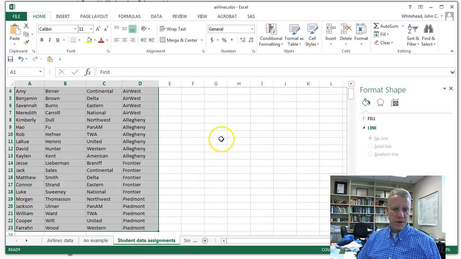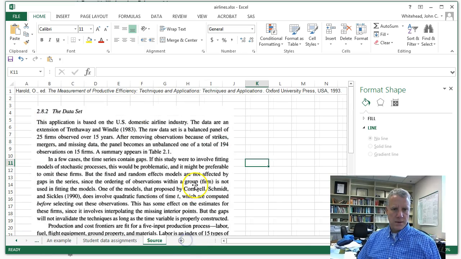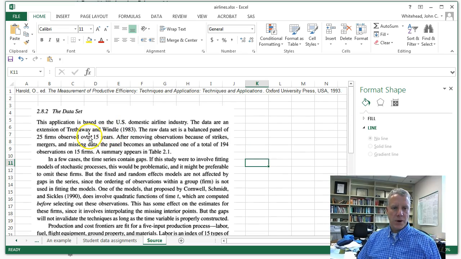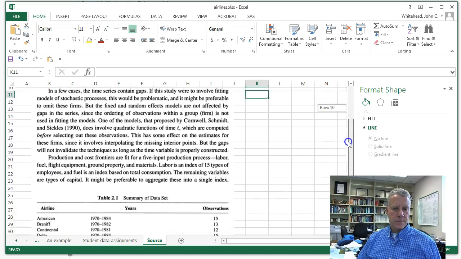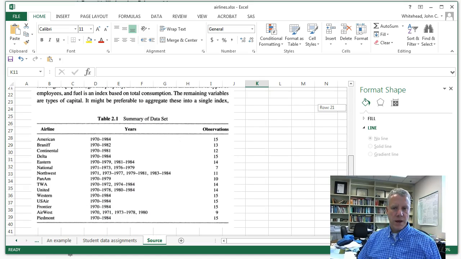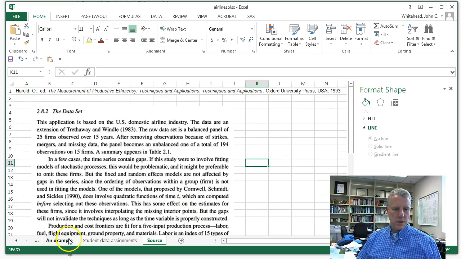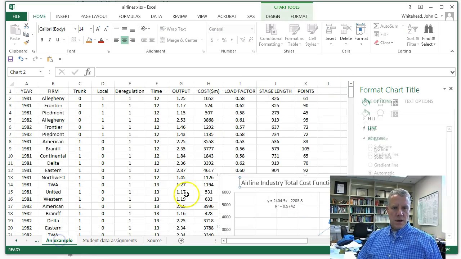There's the spreadsheet for the data assignments again. Here's a quick explanation of the data set, which they borrowed from Caves, Trethewey, and Wendell, or at least 2 of the authors. There's a summary of the data set in the years. This is a screenshot from a book. And an example.